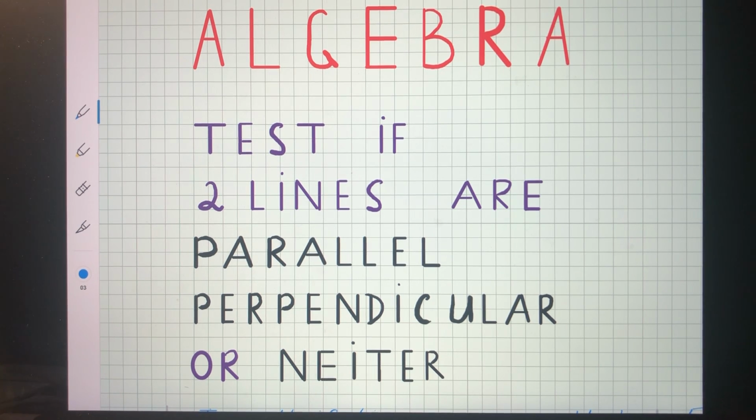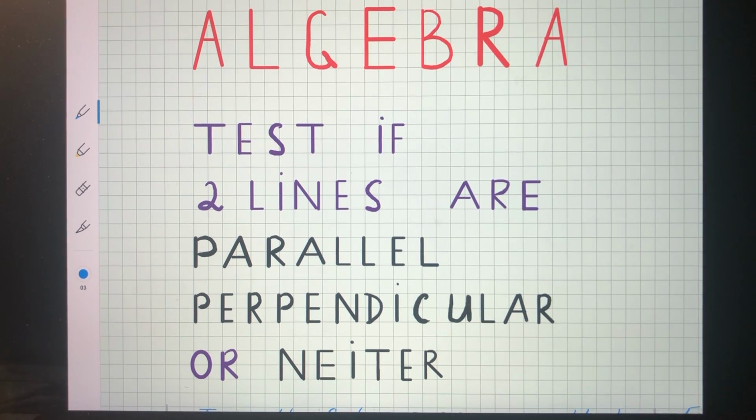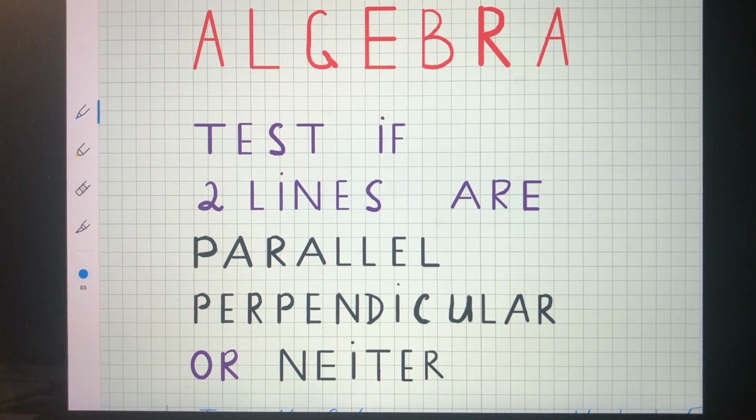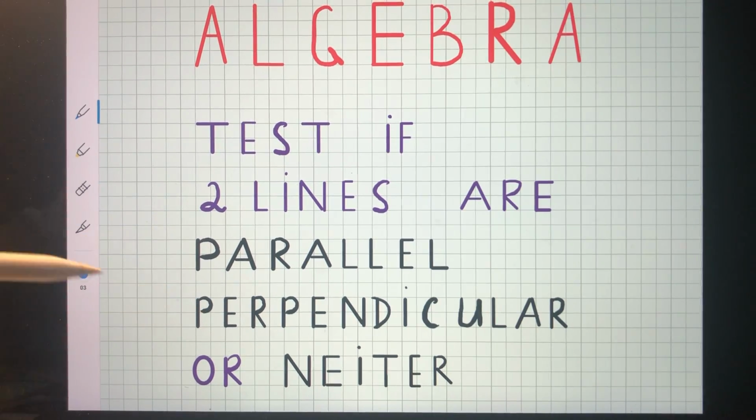Hello and welcome. In this video, let us test to see if two lines are parallel, perpendicular, or neither. Sometimes we are given two equations and are asked to prove if the two equations are parallel or perpendicular, or if they are neither parallel nor perpendicular. When we do this, there are two main cases to look for, the parallel and perpendicular.